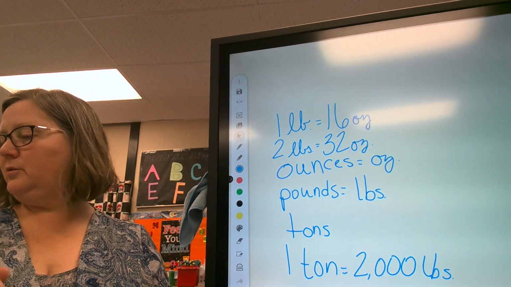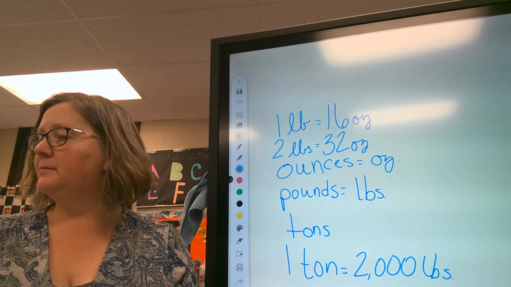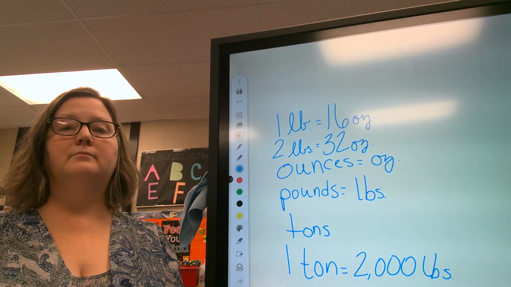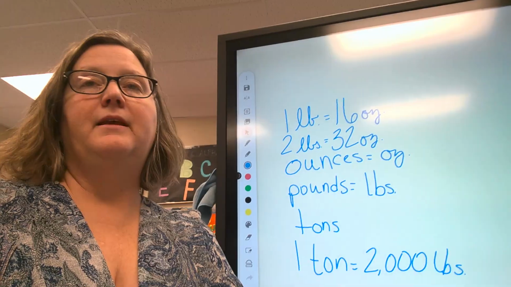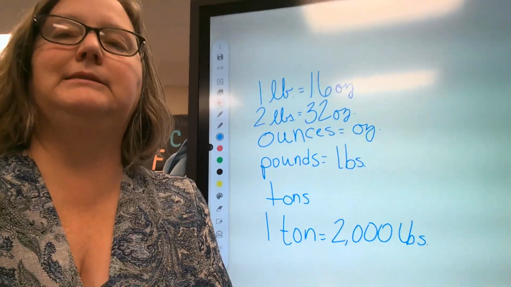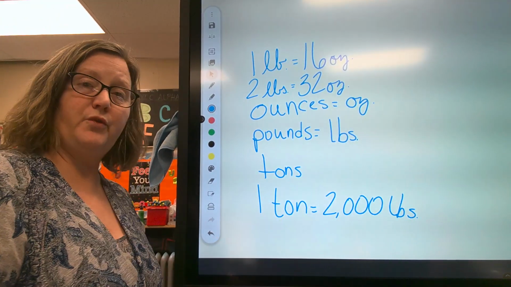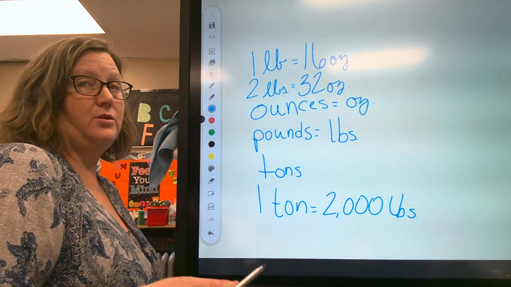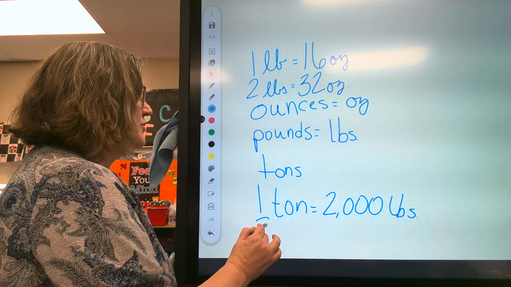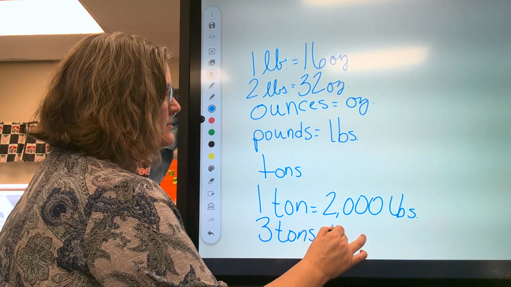All right, example 2 at the top of page 491. Tacey, can you read it for me? The rhinoceros weighed 3 tons. 3 tons is how many pounds? If 1 ton is 2,000 pounds, 2 tons is 4,000 pounds. So 3 tons would be 6,000 pounds.